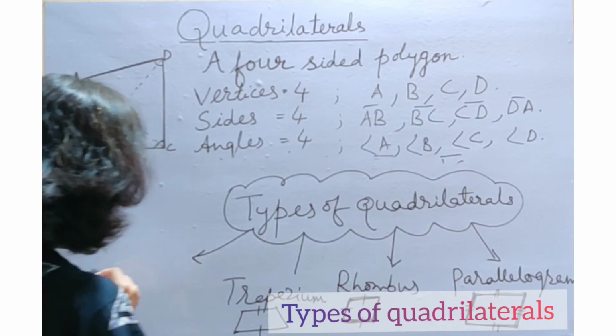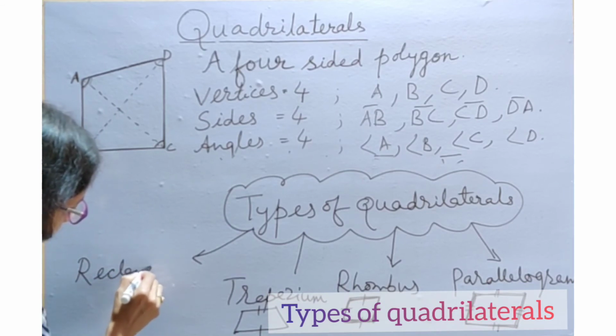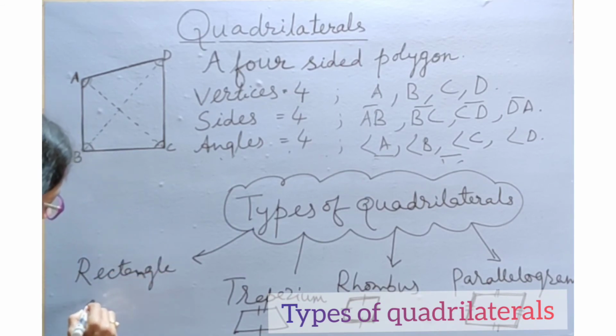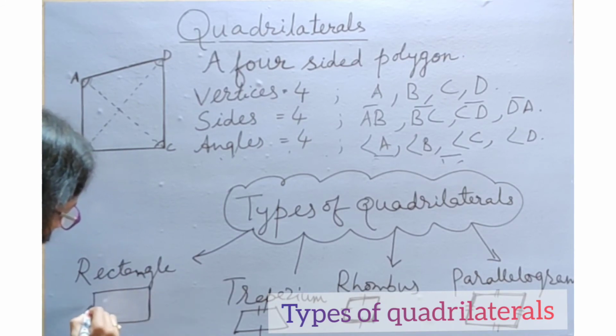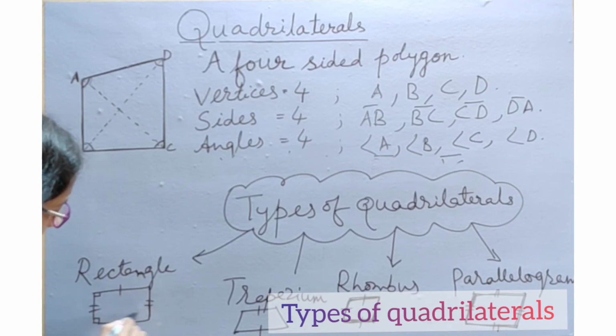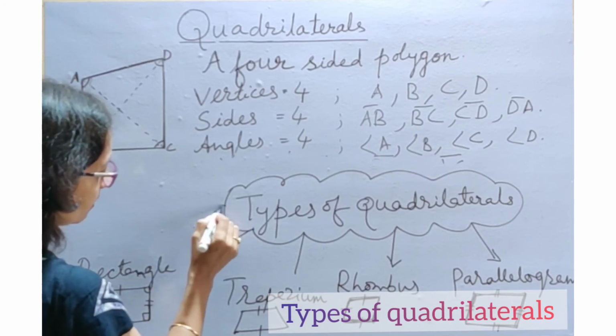Next is a rectangle. A rectangle has four sides, opposite sides are parallel to each other, four right angles, and four vertices. This is also called a parallelogram, a quadrilateral.